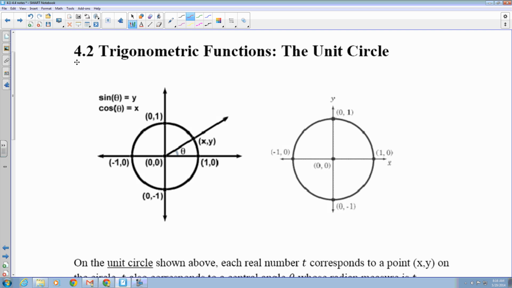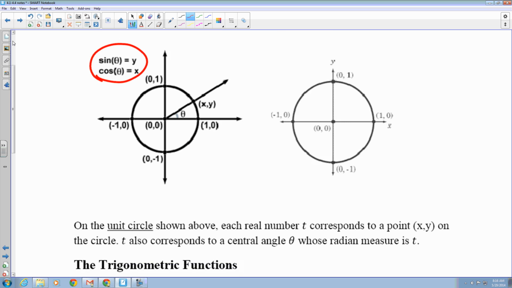And this is now section 4.2, which is trig functions using the unit circle. So the unit circle has a radius of 1, and this is the important part to note: sine theta is the y value of each point, and cosine theta is the x value of each point.